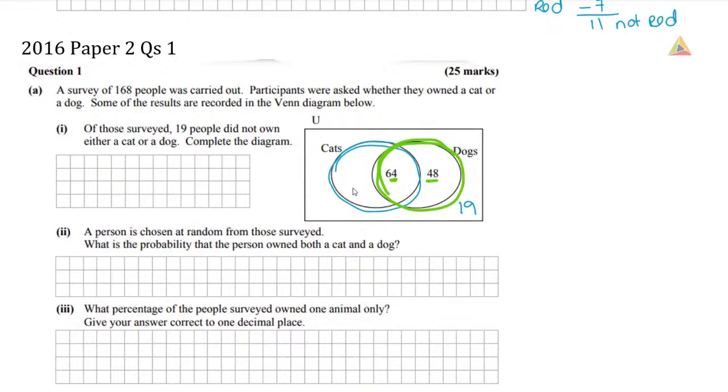So now to figure out how many had a cat only, we're going to add together the numbers that are already filled in, which is 64 plus 48 plus 19. And when we add those together, we get 131. So there's 131 people already filled into this Venn diagram, but it told us that there was 168 people in the survey altogether. So we subtract 168, take away the 131, and that's going to give us 37 had a cat only. And we fill in that number here. So when we're filling in this Venn diagram, we're filling in the number of people in each of these sections.